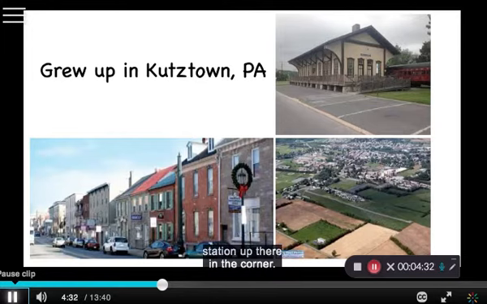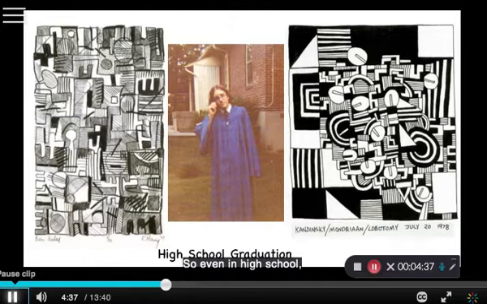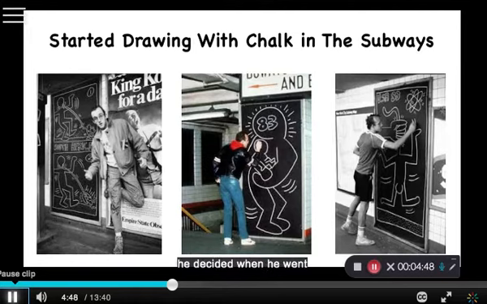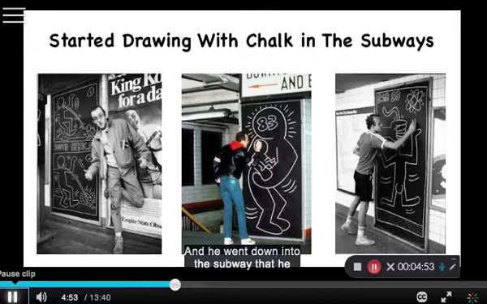This is Keith at his high school graduation. So even in high school, these are two pictures that he did during that time. You can see that he's very, very talented. And then all of a sudden, he decided when he went to college in New York City and he went down into the subway that he saw these blank spaces and he thought, they shouldn't be blank. I could do my artwork there.